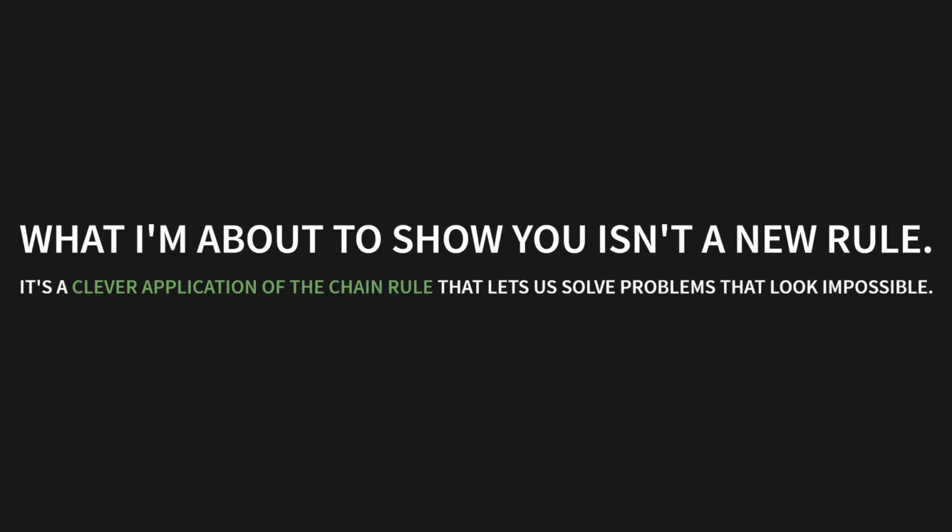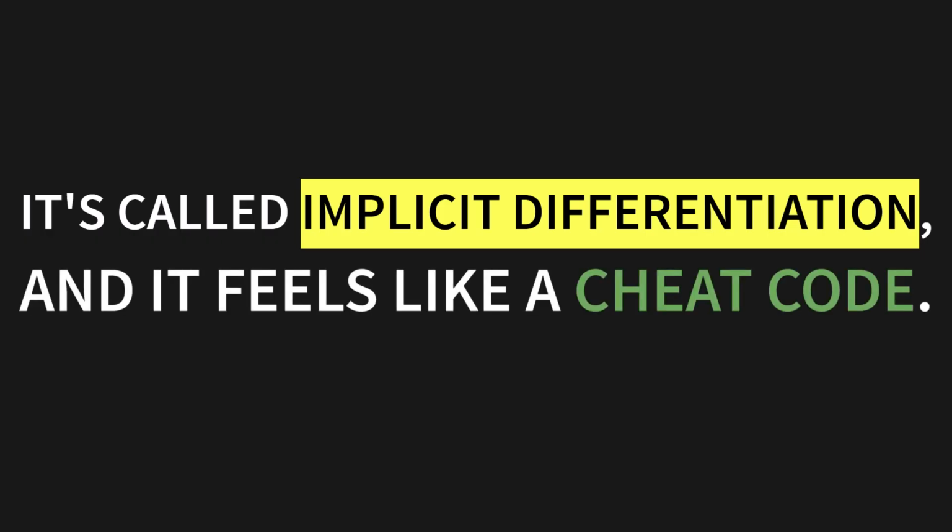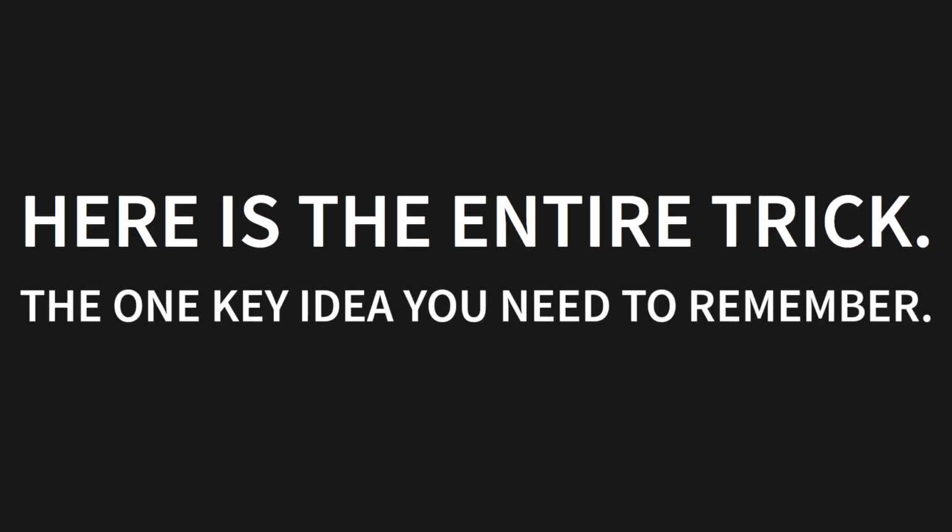What I'm about to show you isn't a new rule. Not at all. It's a clever application of the chain rule that lets us solve problems that look impossible. It's called implicit differentiation, and it feels like a cheat code. Here is the entire trick. The one key idea you need to remember.